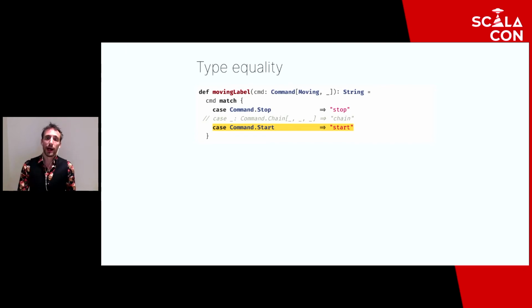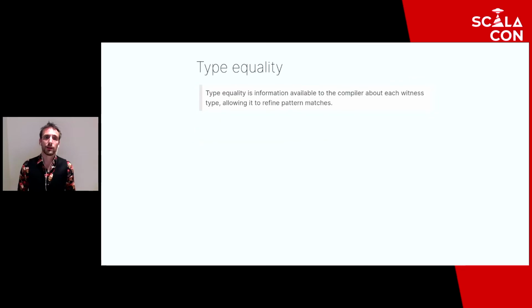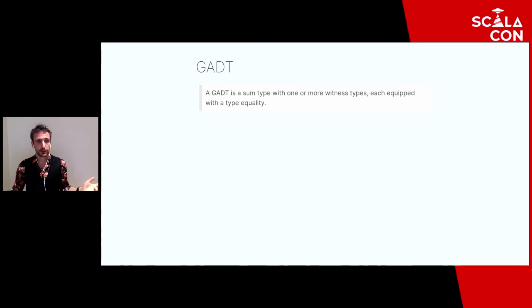So by being able to compare type parameters and make sure they are equal or not, the compiler refines the pattern match and forces you to deal with all the necessary cases, but only the necessary cases. And that is known as type equality. It is information available to the compiler about each witness type that allows it to refine pattern matches. And that is what a GADT is. A generalized algebraic data type is a sum type with one or more witness types, each equipped with a type equality. Now, this definition is a little bit hard to see when you're doing Scala.